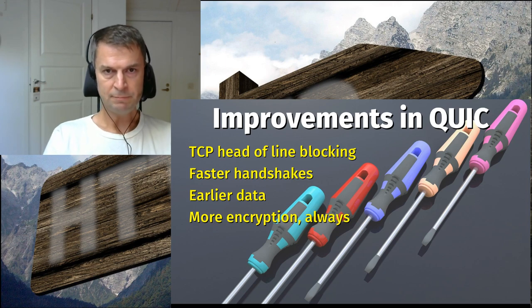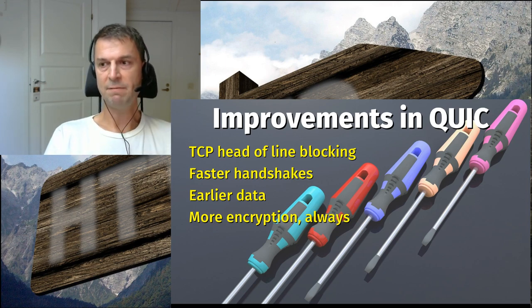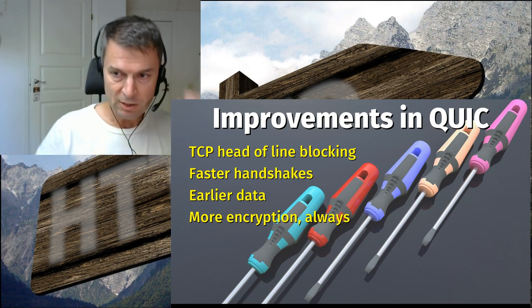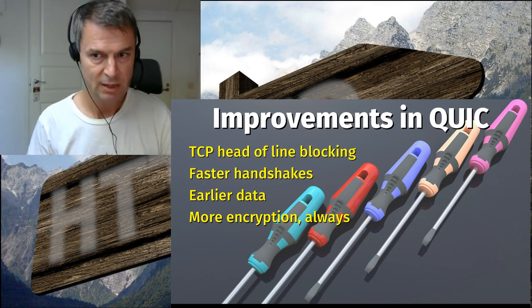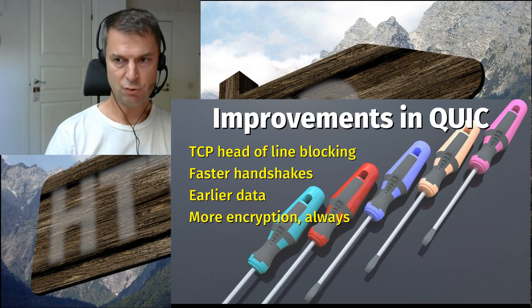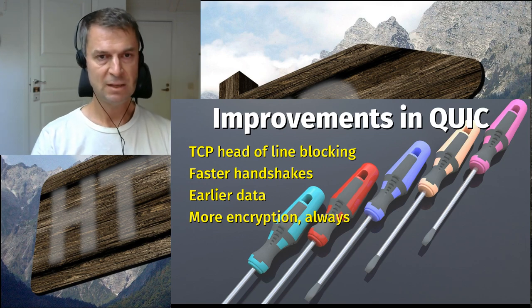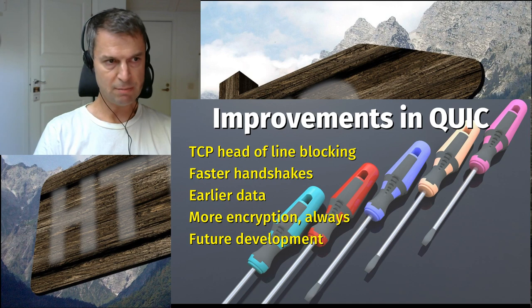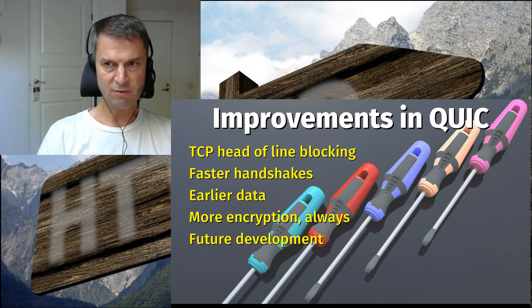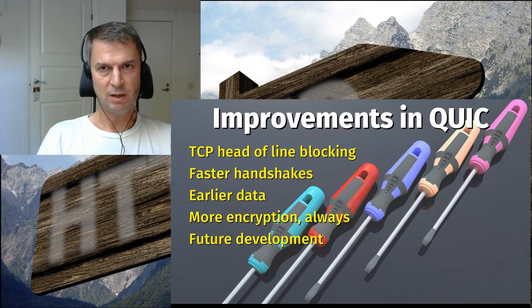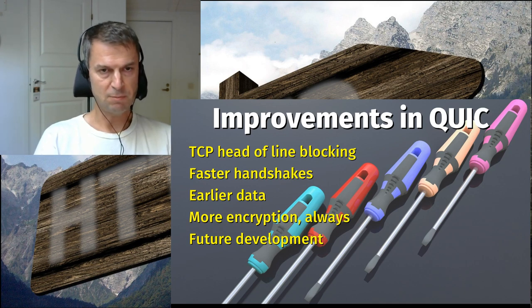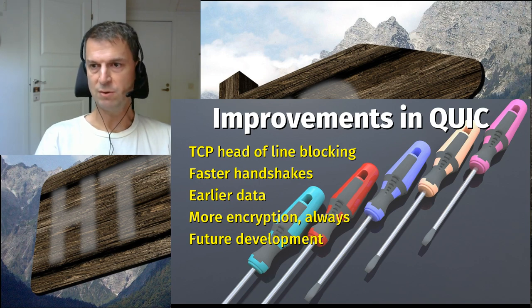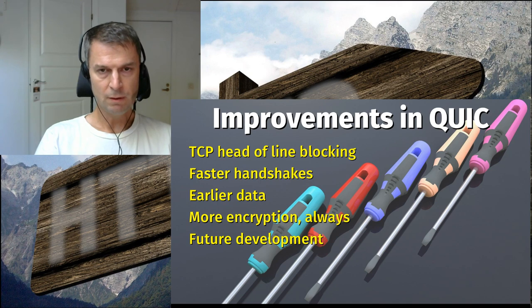QUIC is also always encrypted. There's no unencrypted version. And in fact, compared to TCP with TLS, even more data is encrypted with QUIC. So it actually reveals even less information in the normal typical case. This is of course not only for security and privacy, but it also allows better future development because it prevents middle boxes and other software from inspecting traffic and assuming things about the traffic. And that leads to a lot of problems in today's internet, because assuming things is not good when we introduce improvements over time. It's called ossification. But I'll not get into that a lot.